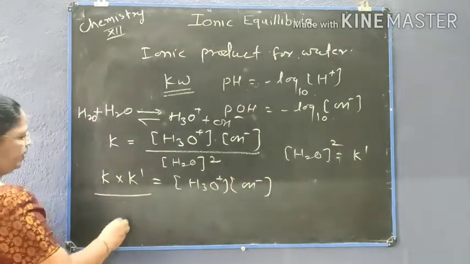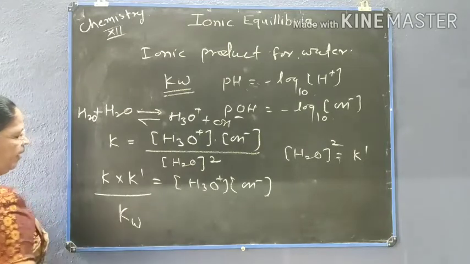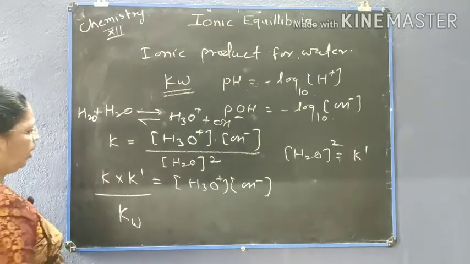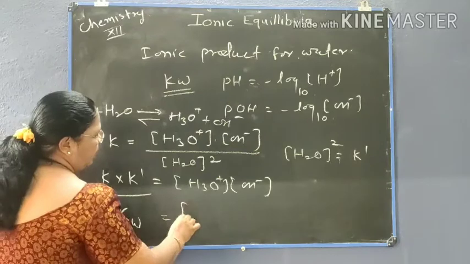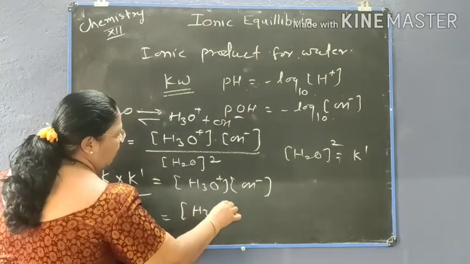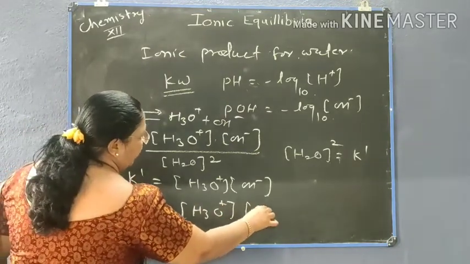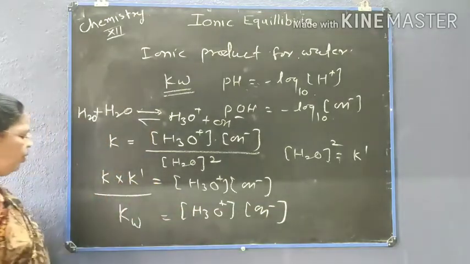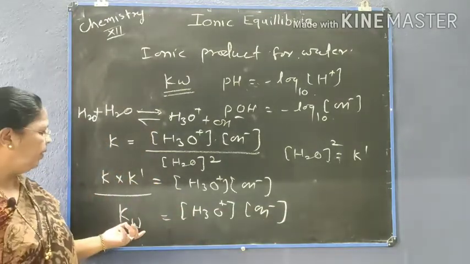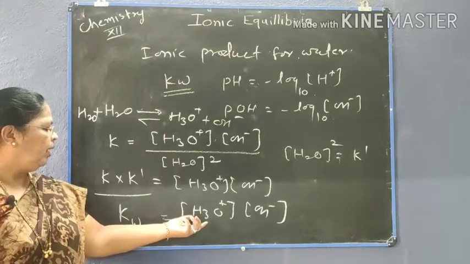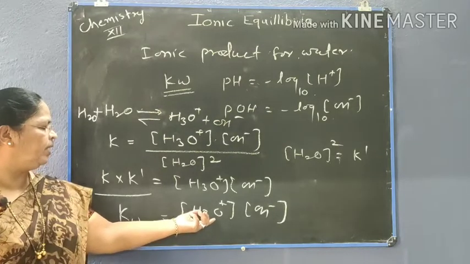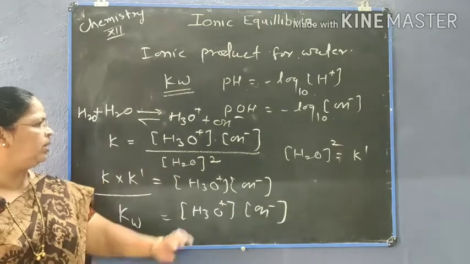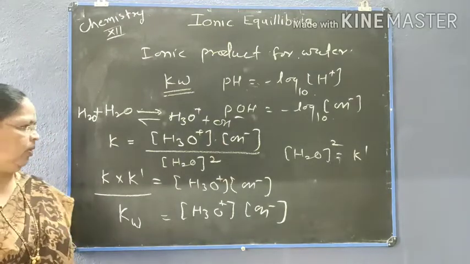K times K dash is represented by Kw, which is the ionic product of water, and it is equal to the concentration of H3O plus times the concentration of OH minus. So you can consider Kw is equal to the concentration of H3O plus times the concentration of OH minus ions.